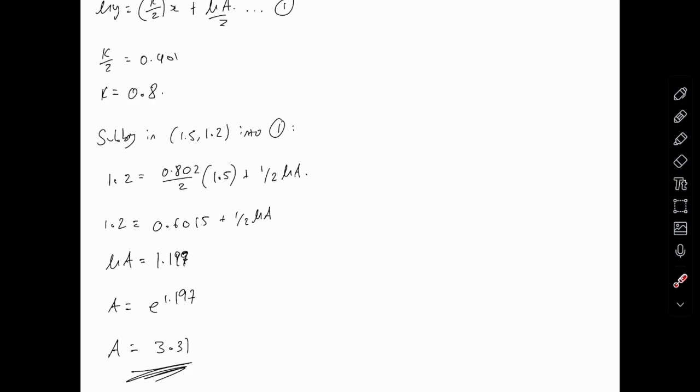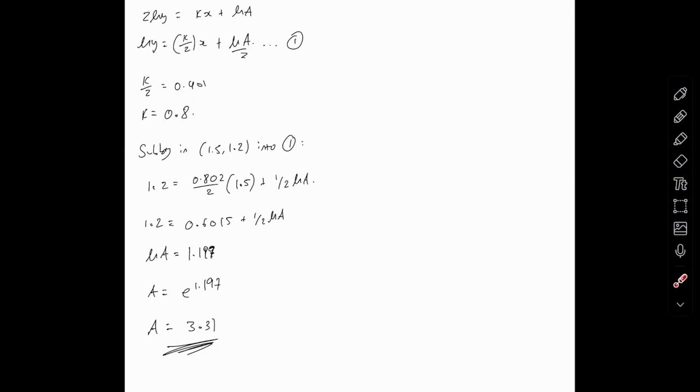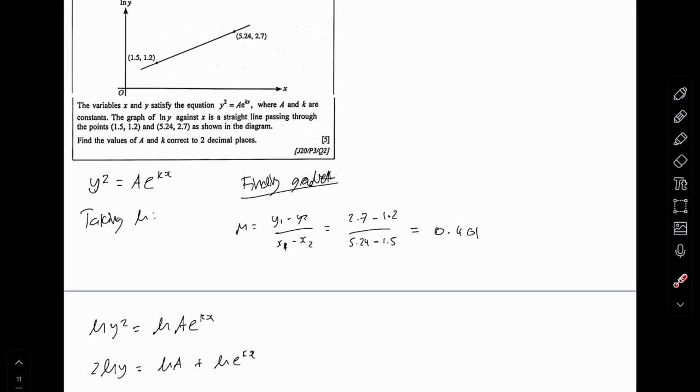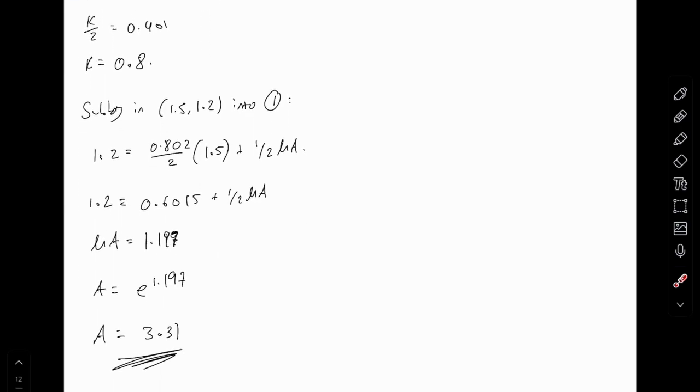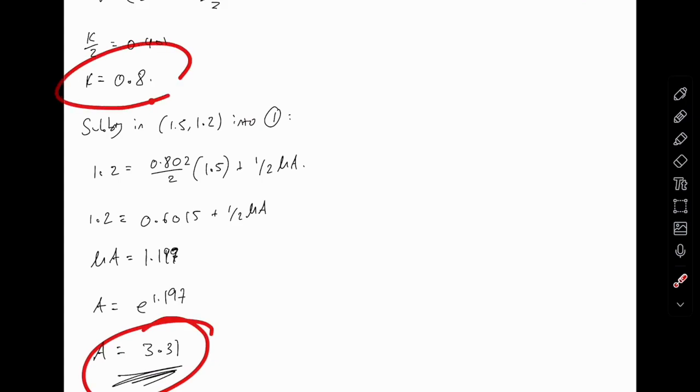So we found A and we found k. That's our answer. Just a recap of how we did that. These graphs are very much all about practicality. That's the reason why they've got ln y on the y-axis instead of just y, because otherwise the graph could look something like this, which you don't want if you're using the scientific method. Here we've got y squared is equal to ae to the kx. We just take ln on both sides, we go down, and eventually we get a is equal to 3.31 from k is equal to 0.8. Find k first, then we find a.